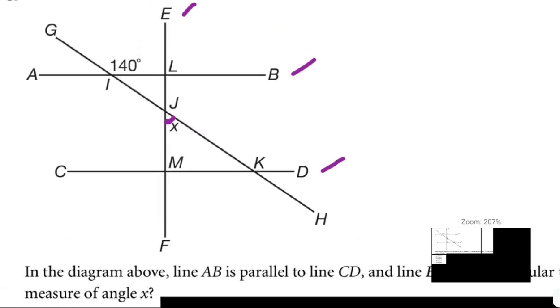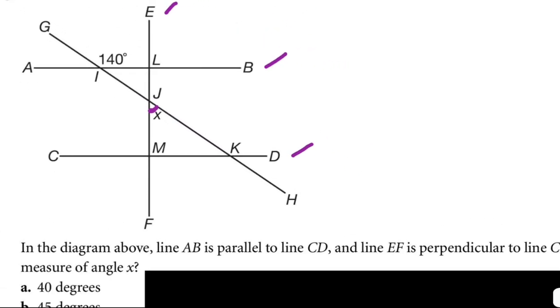All right, so let's analyze this diagram here. It says here that lines EF and CD are perpendicular. Therefore, triangles ILJ, this one, and JMK, this one, are right triangles. So that means the measure of the angles is equal to 90 degrees.